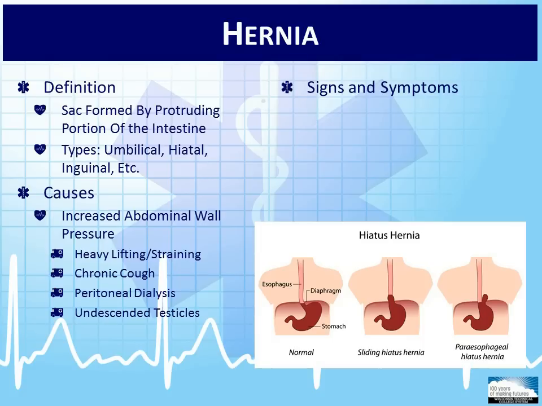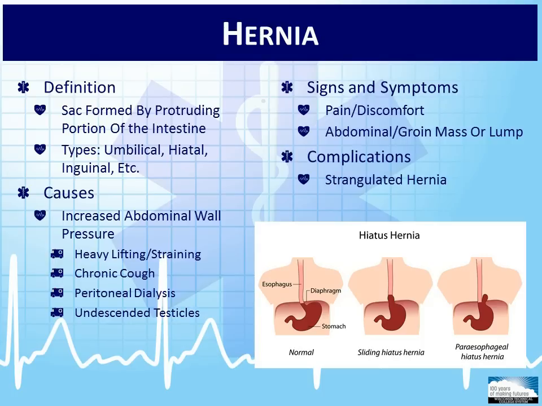Signs and symptoms may include pain or discomfort along with an abdominal or groin mass or lump. If the hernia becomes strangulated, which occurs when the sac becomes stuck inside the hole and blood supply is cut off, the patient will need emergent surgery. A hernia may also lead to a bowel perforation, resulting in air and bowel contents leaking into the abdominal cavity.